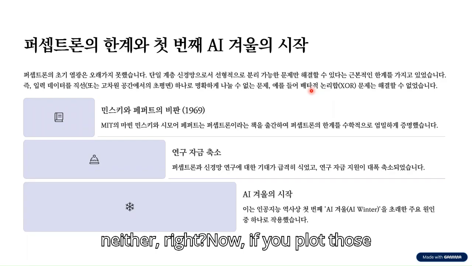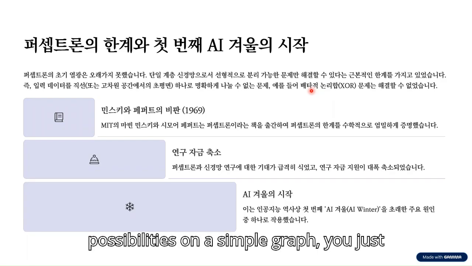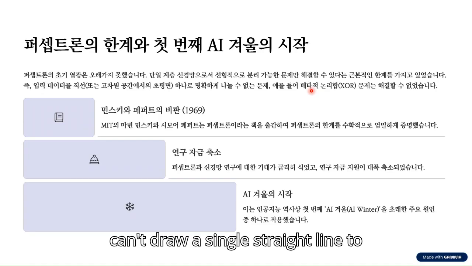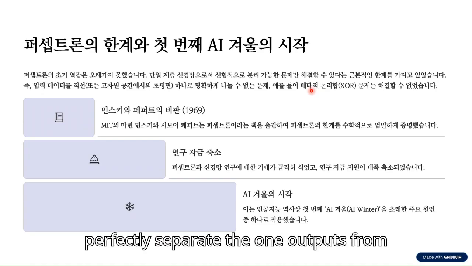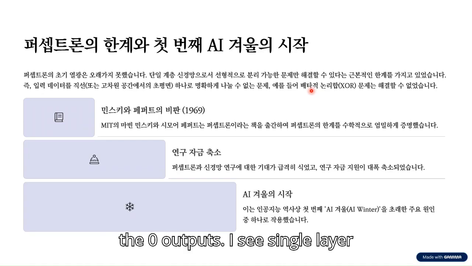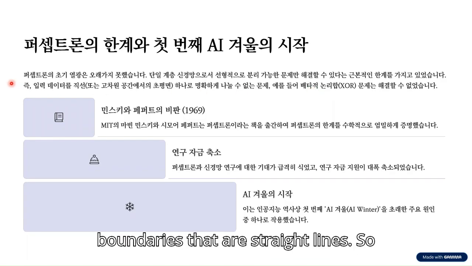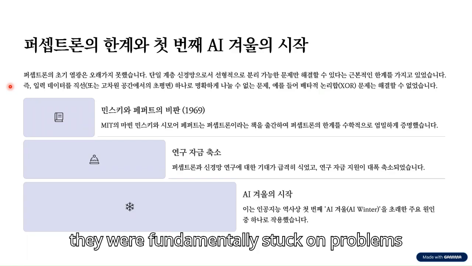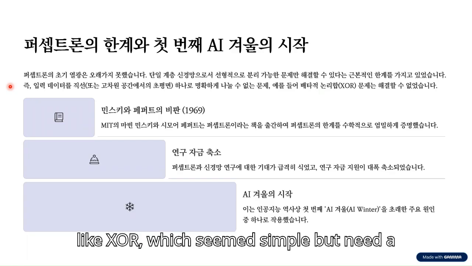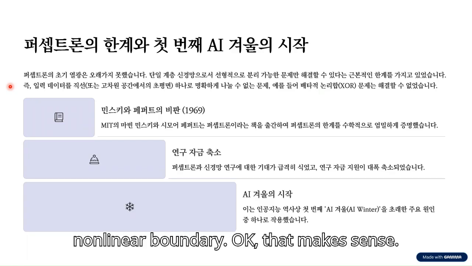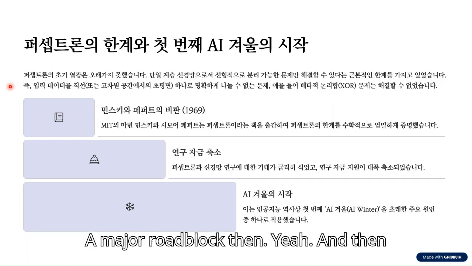Right. Now, if you plot those possibilities on a simple graph, you just can't draw a single straight line to perfectly separate the 1 outputs from the 0 outputs. I see. Single-layer perceptrons mathematically can only learn boundaries that are straight lines. So they were fundamentally stuck on problems like XOR, which seem simple but need a non-linear boundary. Okay, that makes sense. A major roadblock then.